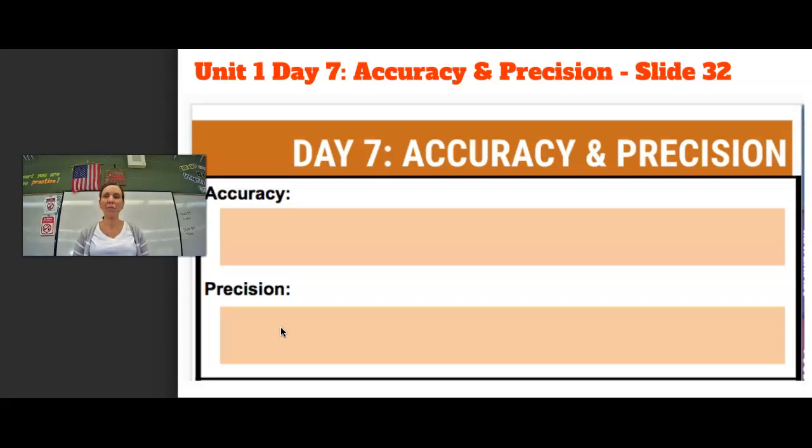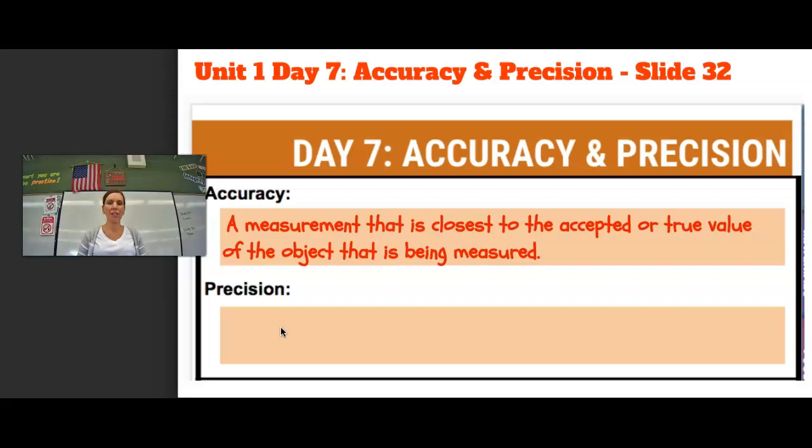For day 7, precision and accuracy, let's start with the definition of what is accuracy. Accuracy is a measurement that is closest to the accepted or true value of the object that is being measured. For example, a football field is 100 yards. So when we're talking about accuracy, if we're building a new football stadium, then we want the football field to be exactly 100 yards. So when we're talking about accuracy, we're closest to the accepted value, what something should be.